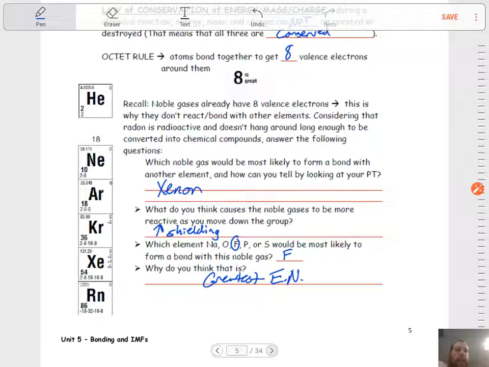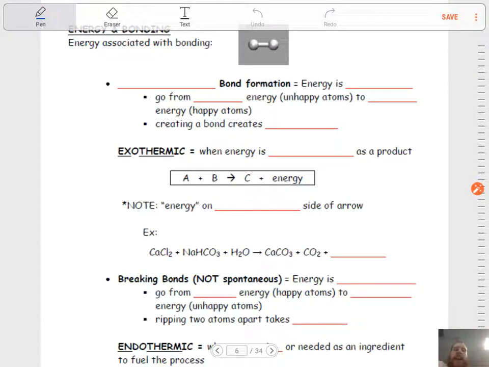All right, so that's a little review. Let's jump in and get going with the new stuff here. So energy and bonding, very important unit. Lots of different stuff that we will do in the second half of the year is related to this. So it's the energy that's associated with bonding. You can see here this little picture. You've got two atoms connected together. We draw it with like a line.